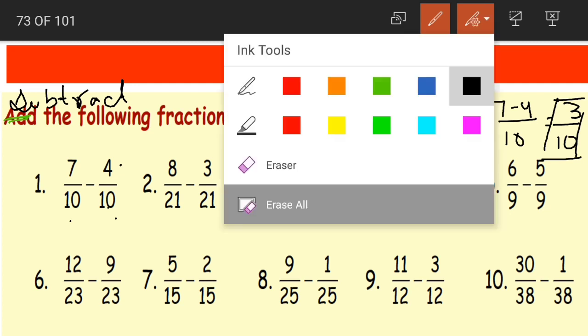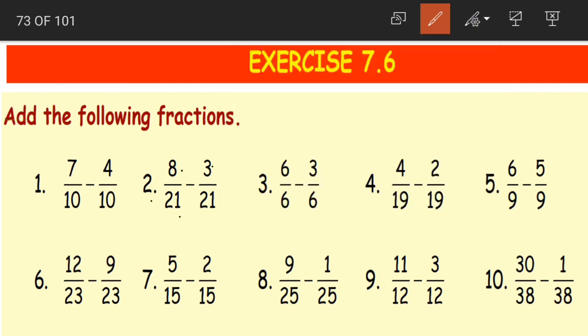Yes. Next, question 2. 8 by 21 minus 3 by 21. Again, these two are like fractions. See, subtraction like this is possible only in like fractions, children. Suppose if I have 8 by 7 minus 3 by 5, I cannot subtract these two directly as I do for like fractions.